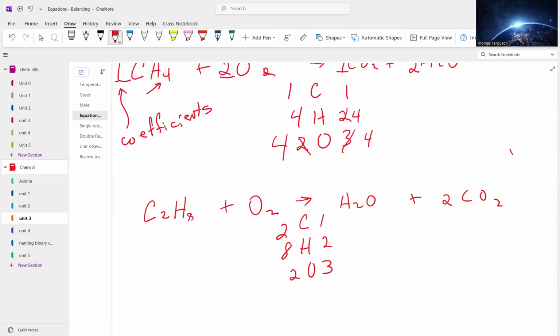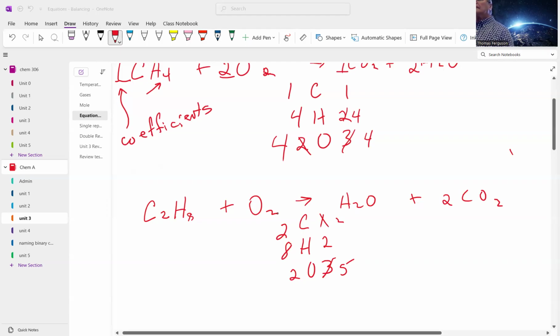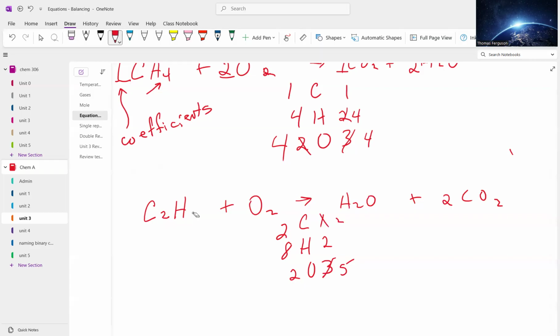Do inventory again. Okay, that gives us 5 oxygens, 2 carbons, 2 hydrogens. Nicholas, the real formula for ethane is C2H6, not 8. I mean, we can still balance it, but it wouldn't be a real molecule.